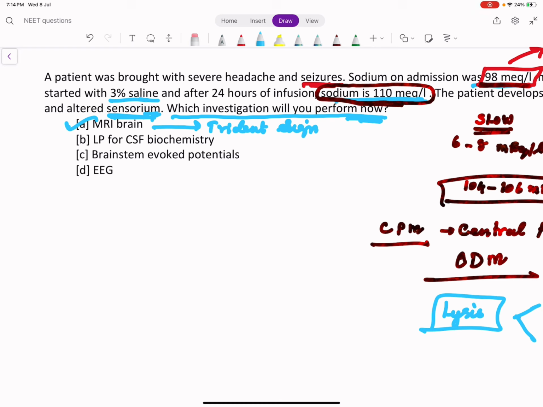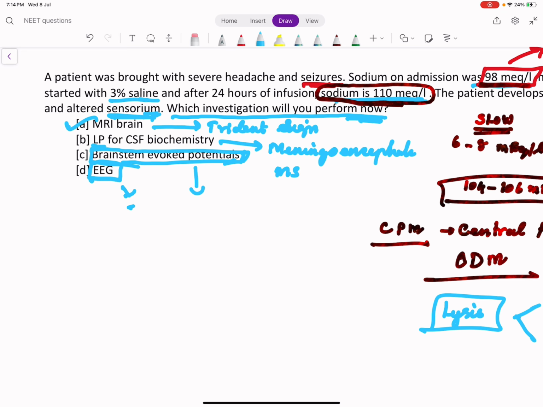And LP for CSF biochemistry. Lumbar puncture is a very important investigation in meningoencephalitis, multiple sclerosis, and such diseases. It has no role in osmotic demyelination. Brainstem evoked potential: if you are not able to understand the option, please leave it off, because brainstem evoked potential is not a common investigation we discuss. So we'll leave off the option. EEG is used for diagnosis of seizures. Electroencephalogram. So MRI brain seems the correct answer here.